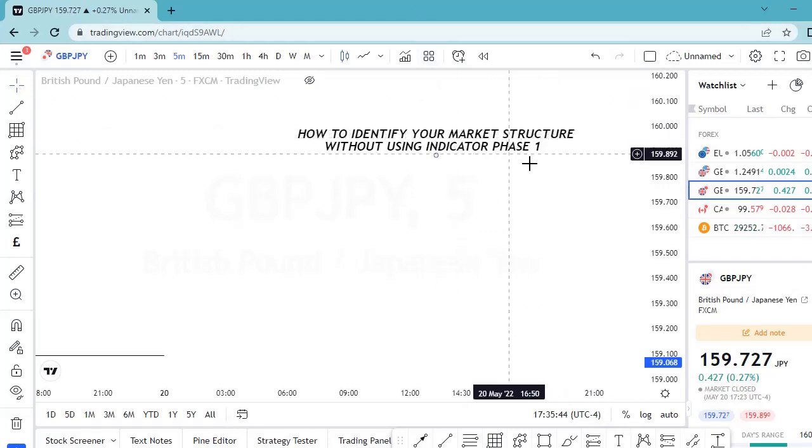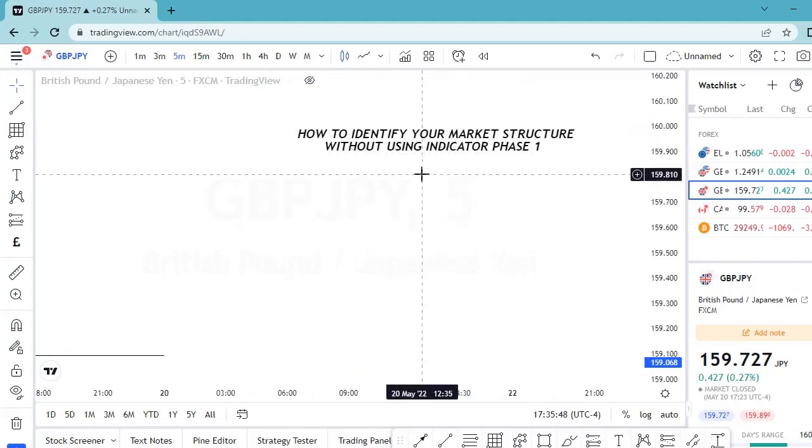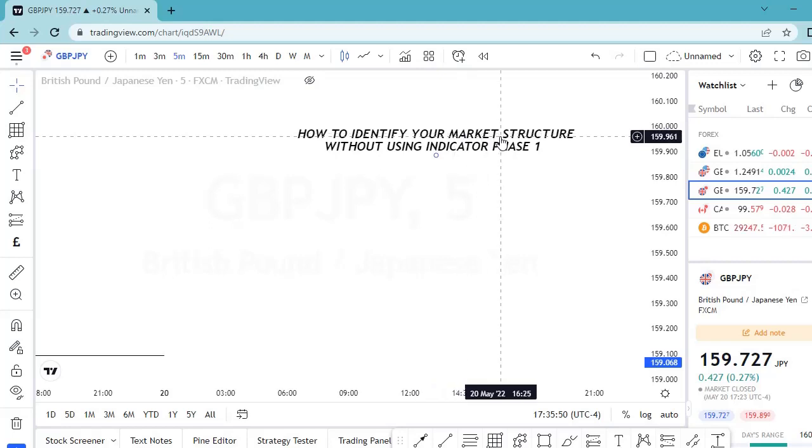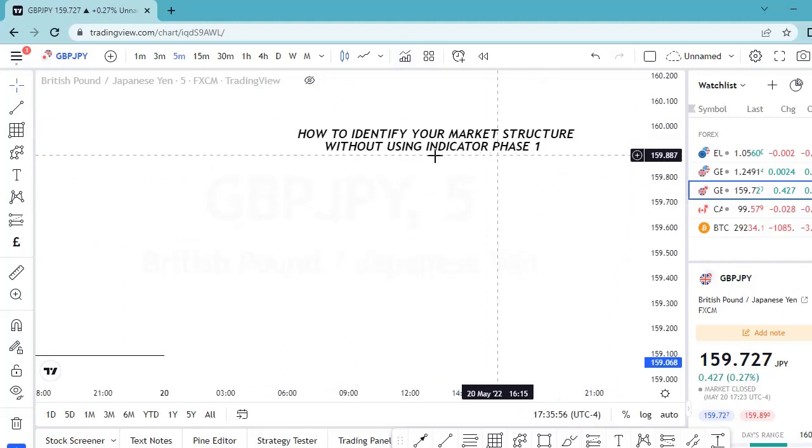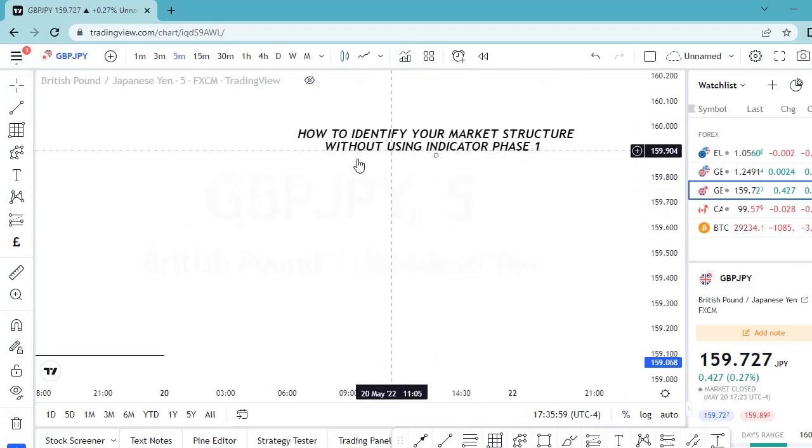Market structure, because without understanding it, there is no way in this financial market that you'll be able to be profitable. There is no way, because this is the foundation to trading, which is market structure. You really need to understand market structure in order to start thinking of having any strategy or concept to trade in the market.